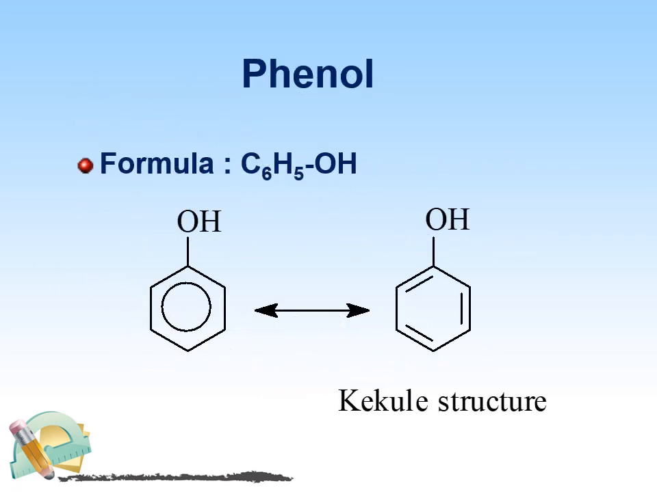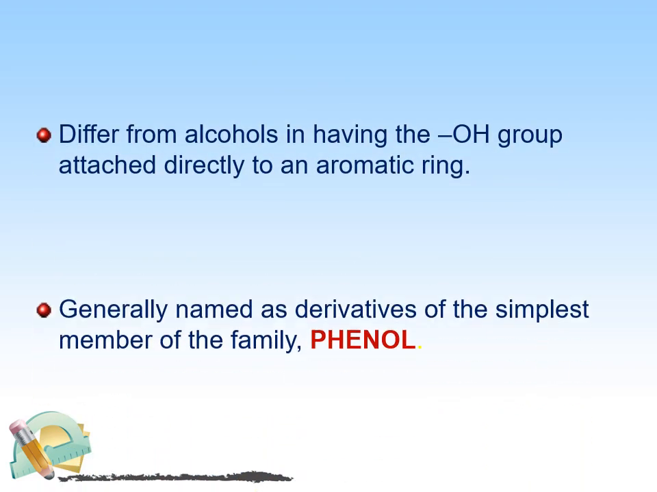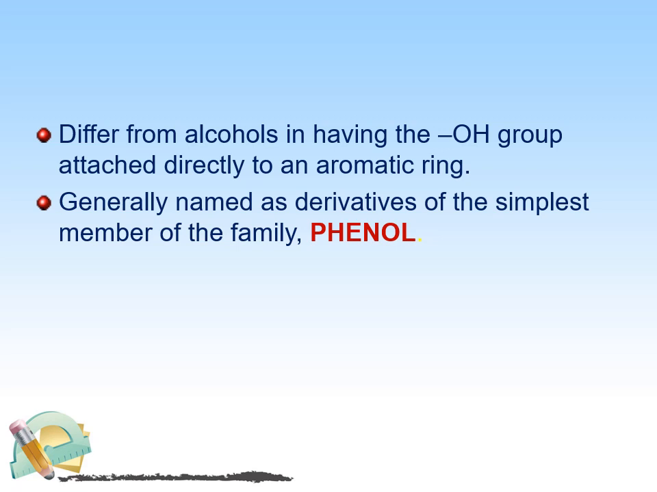An aromatic alcohol is the phenol. Phenol is when you have a benzene ring, attached to it is a hydroxy group. This is the Pauling structure and this is the Kekule structure for phenol. The simplest aromatic alcohol is phenol, and it is different from open structure alcohol by having the hydroxy group attached directly to the aromatic ring.